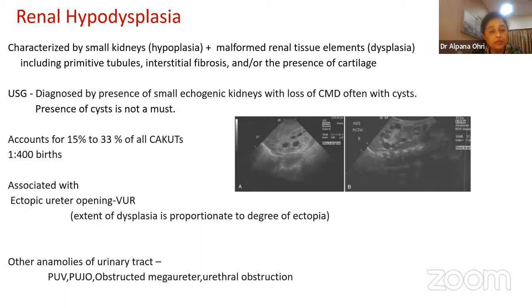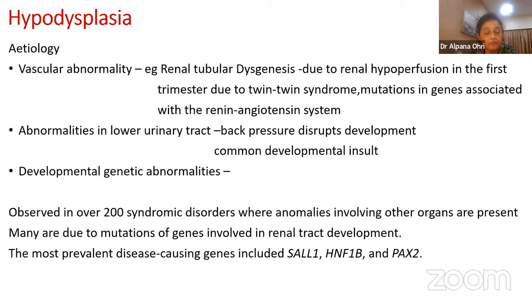They account for 15 to 33% of all CAKUTs taken together, and are seen in almost 1 in 400 live births. Very often, renal hypodysplasia is associated with ectopic ureteric opening and VUR. What is very surprising and interesting to note is that the extent of dysplasia is usually proportionate to the degree of ectopia of the ureteral opening. Very often, there are associated anomalies of the lower urinary tract, obstructions like PUVs, PUJs, obstructed megaureter, urethral obstruction.